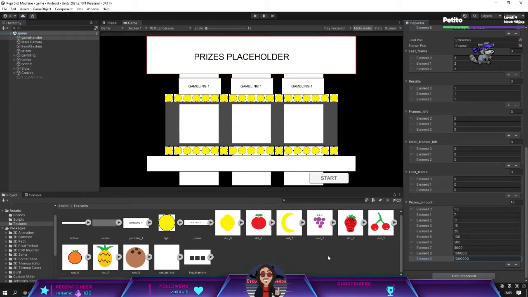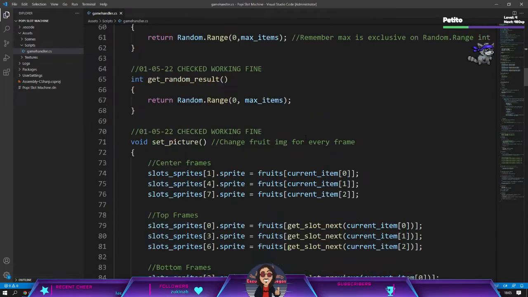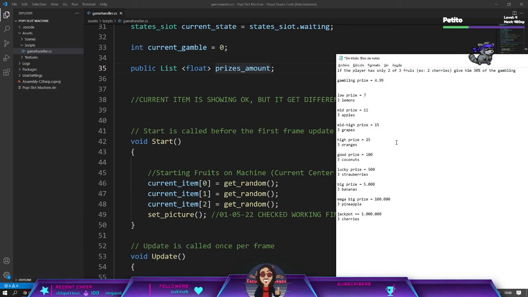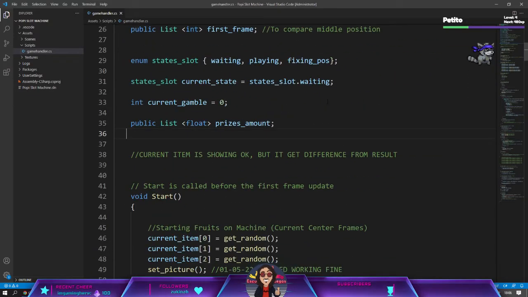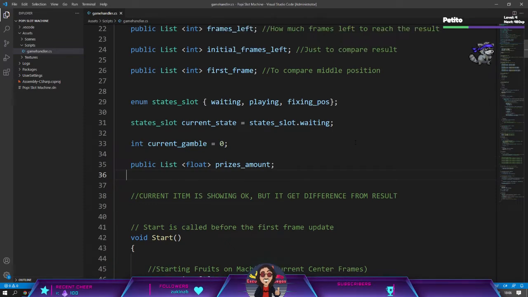Okay, so I have the prices amount, and now I have to determine when he will win and when he will not. This must be divided. I need the gambling price. I need 3 different gambling prices. Okay, I need public gambling price.